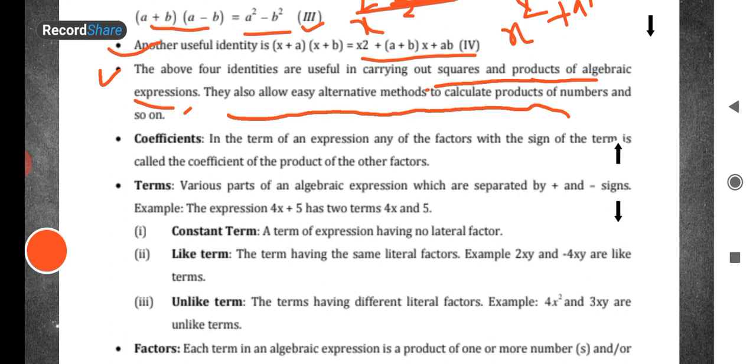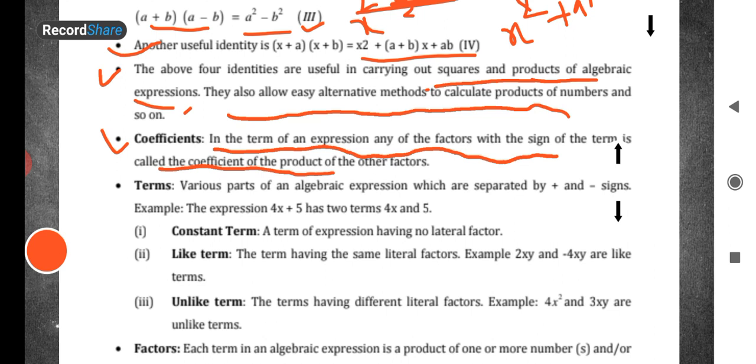Now coefficients. Coefficient is one word which is very important. You have to know what a coefficient is. In a term of an expression, any of the factors with the sign of the term is called the coefficient of the product of the other factors. Coefficients.